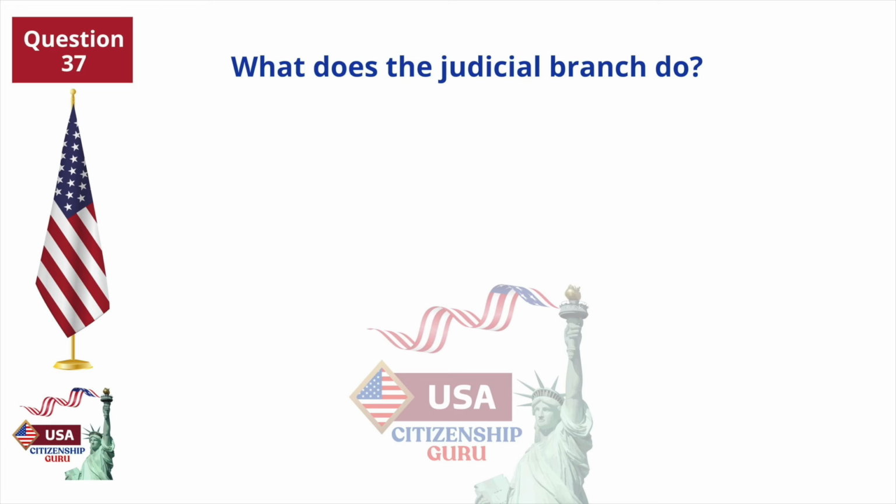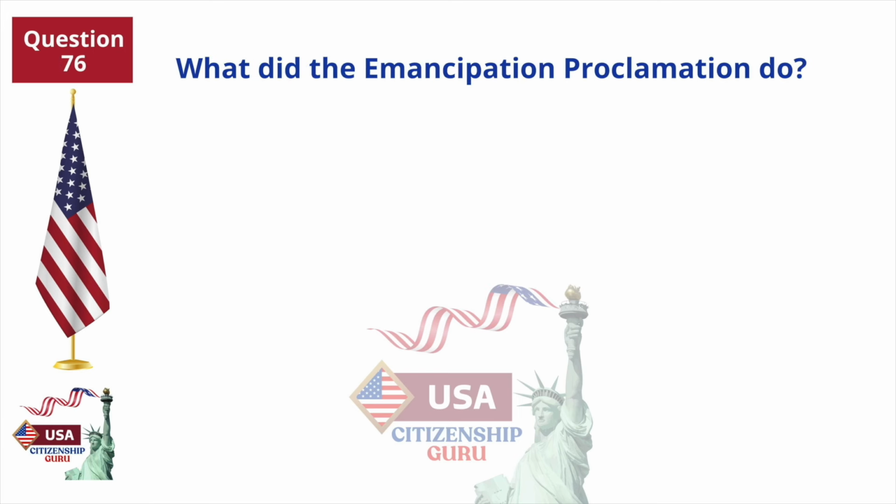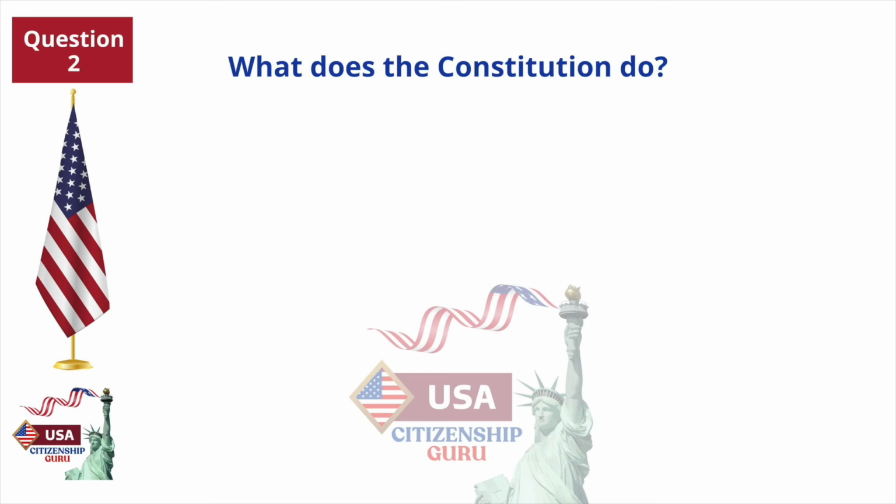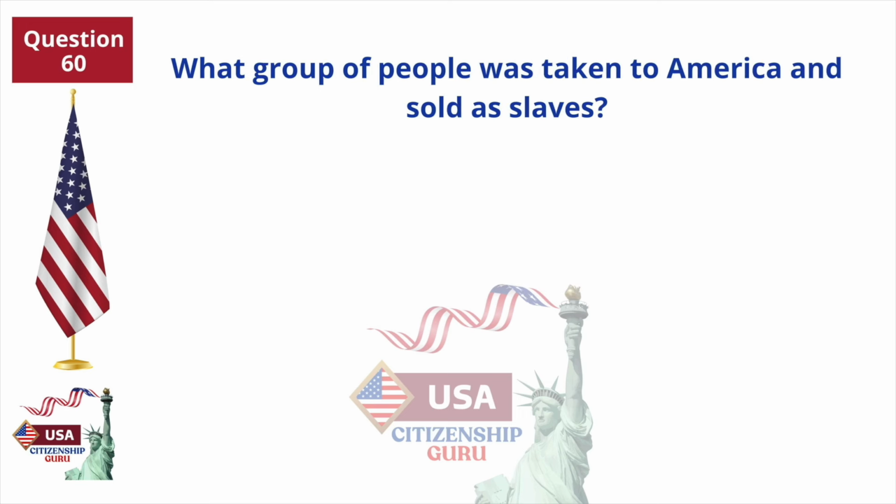What does the judicial branch do? Reviews laws. What did the Emancipation Proclamation do? Freed the slaves. What does the Constitution do? Sets up the government. What group of people was taken to America and sold as slaves? Africans.